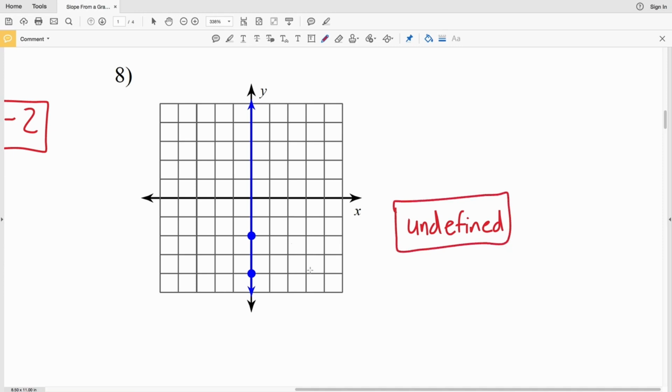Now let's understand why that's the case. Our rise is a +2, but our run, since this is a vertical line, we do not change in the x direction at all, so that's going to be 0. And you cannot divide a number by 0. So attempting to divide any number by 0 is undefined. So any vertical line has an undefined slope, whereas any horizontal line has a slope of 0.